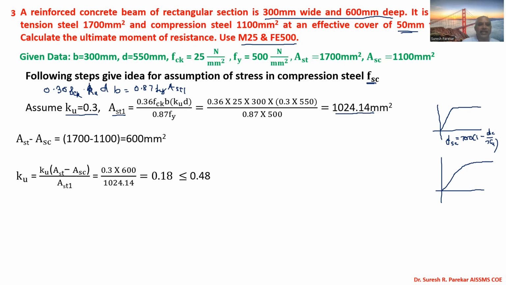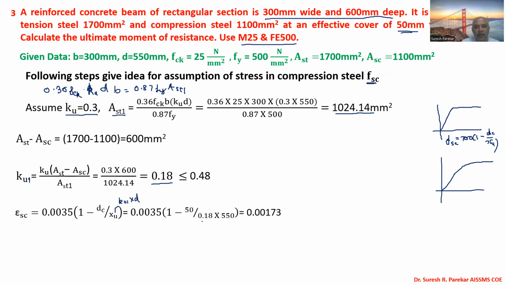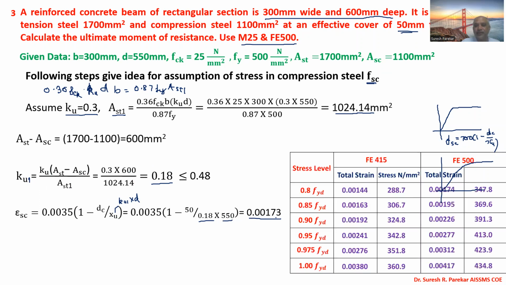AST minus ASC, 1700 minus 1100, and we go to KU1 over here. So we have KU1 as (AST minus ASC) upon AST1, and from this we get KU1 as 0.18. And using this KU1, we will assume a value of FSC, for which we have to calculate the value of epsilon SC. Now this XU we can write as KU1 into D. So KU1 we have 0.18 and D 550, from which we get the value 0.00173.